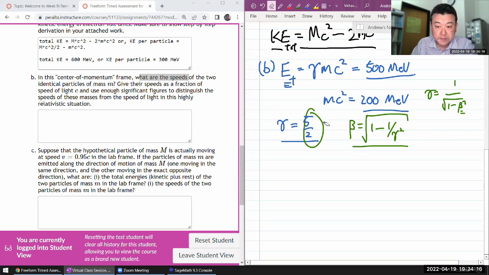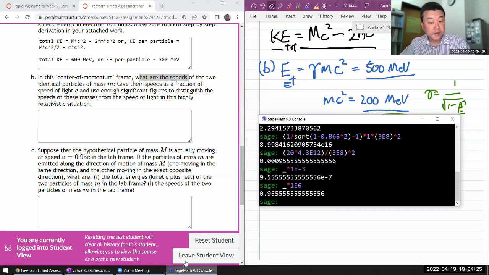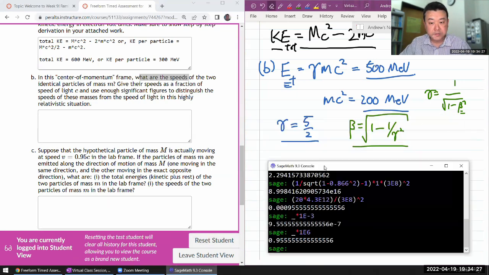Yeah, it's asking what are the speeds of the two identical particles as a fraction of the speed of light. But it's looking for a numerical answer, so let me just plug in the numbers. So the square root of 1 minus 1 over gamma squared.